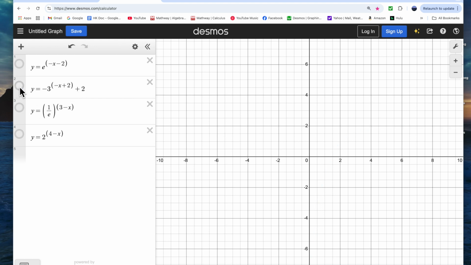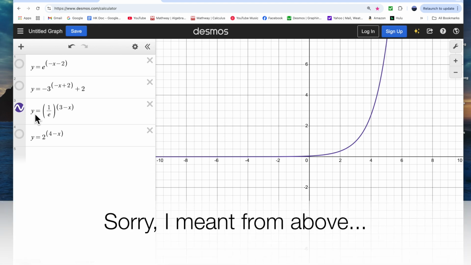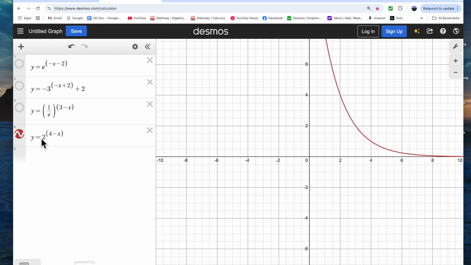Here, the next one looks like a decay, but that negative, when you pull it out, switches it to a growth function. It moves away from the horizontal asymptote from below. And finally, the third example looks like a growth function, but because of that negative in front of the x, when you pull it out, it's going to end up as a decay function.